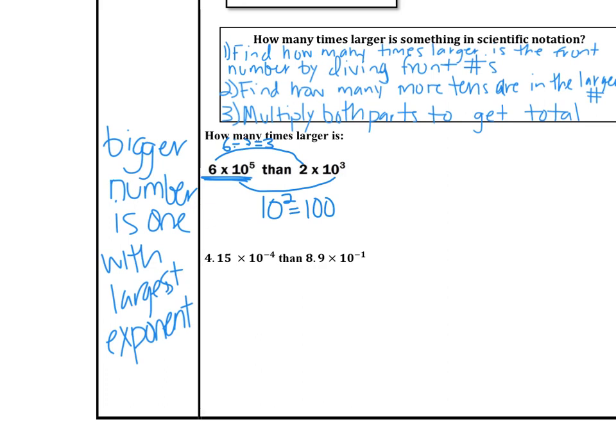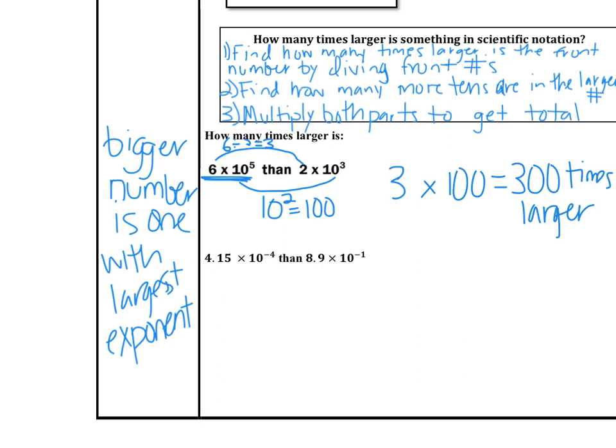Now I'm supposed to multiply both parts together. So 3 for the front numbers and 100 for the second number. I get 300 times larger. That first number is 300 times as big as the second number, even though they look the same to me. It's 300 times bigger. Let's try another one.